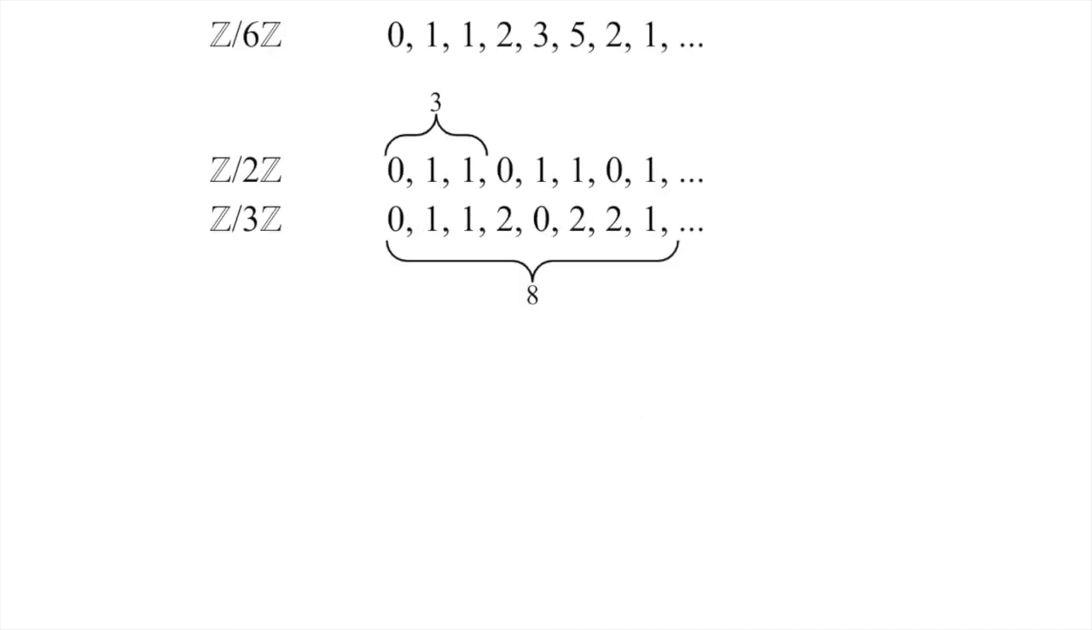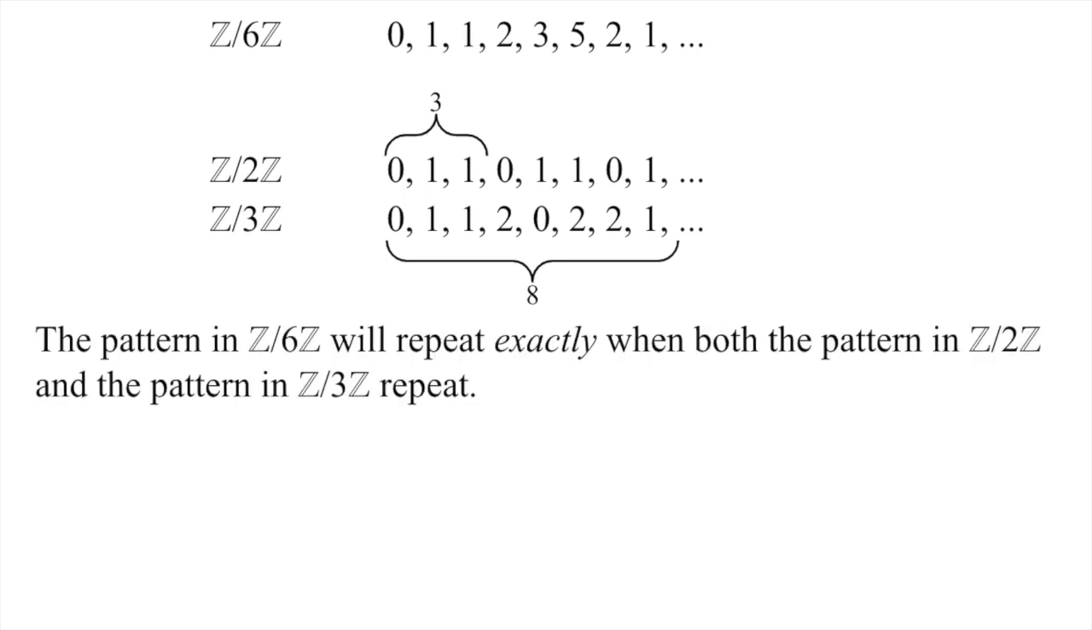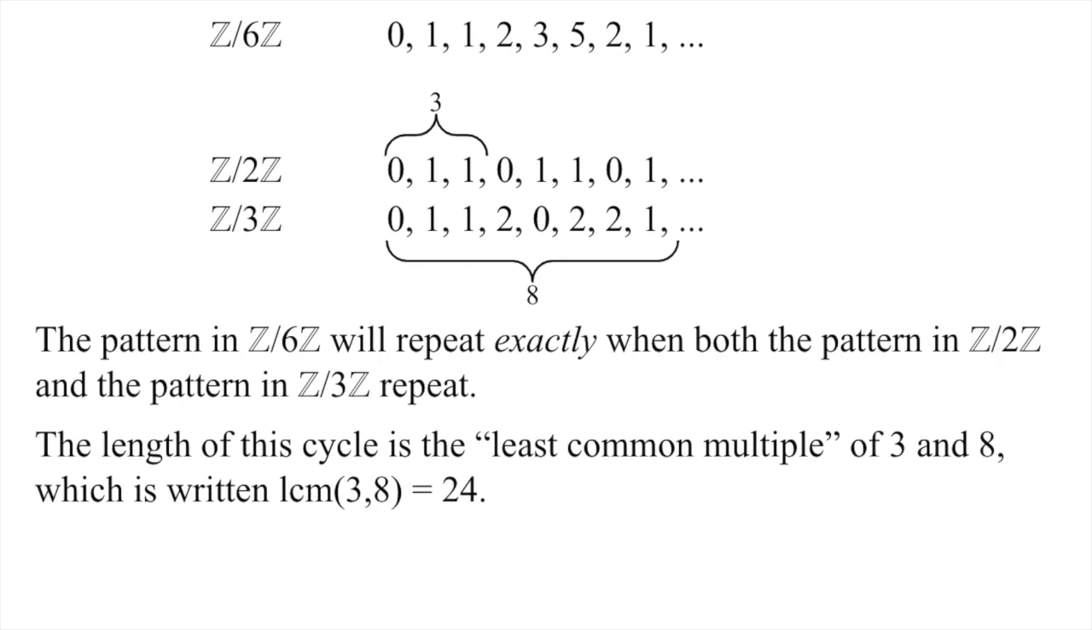Now, let's investigate these sequences more closely. We know that the pattern in Z mod 6Z corresponds exactly to the pattern of pairs in Z mod 2Z and Z mod 3Z. What this means is that the pattern in Z mod 6Z will repeat exactly when both the pattern in Z mod 2Z and the pattern in Z mod 3Z repeat. The length of this cycle is the least common multiple of 3 and 8, which is written LCM(3, 8), and is equal to 24.